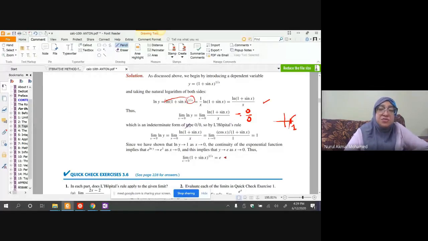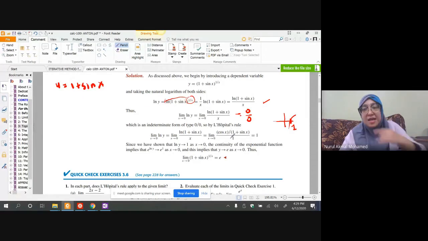So what is your u? Your u will be 1 plus sine x. If you apply this substitution, then you will get cos x divided by 1 plus sine x. Then you differentiate the denominator, you get 1, and then you substitute here. Cos 0 is 1, divided by 1, so the final answer will be 1.